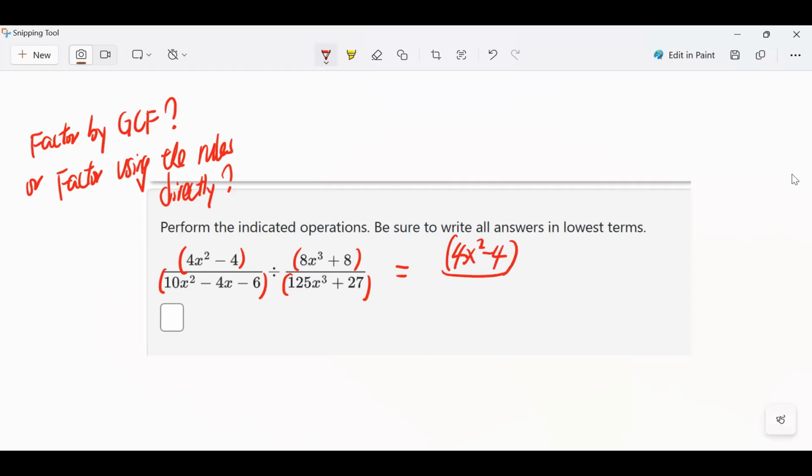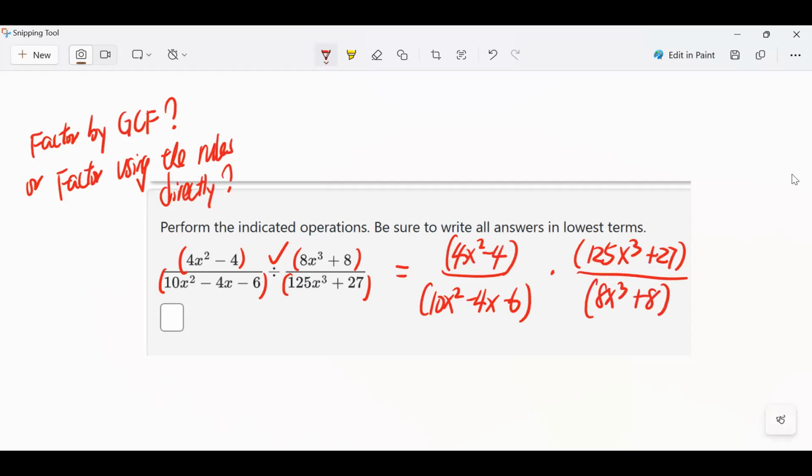Minus 4, and then 10x squared minus 4x minus 6. Now we turn the division here into multiplication: 125x cubed plus 27 over 8x cubed plus 8. So now here we're going to make a decision, right? For 4x squared minus 4, do we factor by GCF or factor using the difference of two squares directly? Any suggestion?